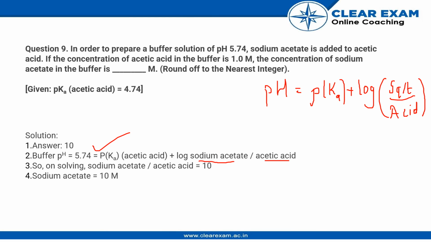So using this, we have the ratio of sodium acetate to acetic acid is 10, and the acetic acid concentration is 1 molar. So if we multiply it to the right hand side, we get the concentration of sodium acetate to be 10 molar.